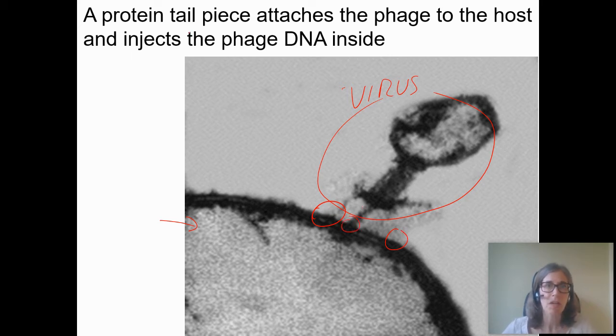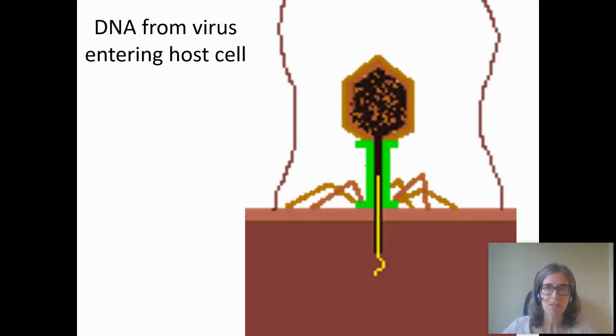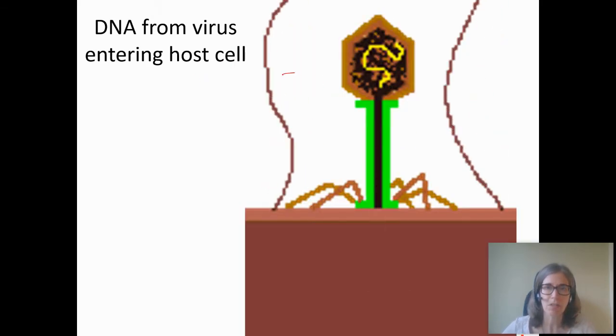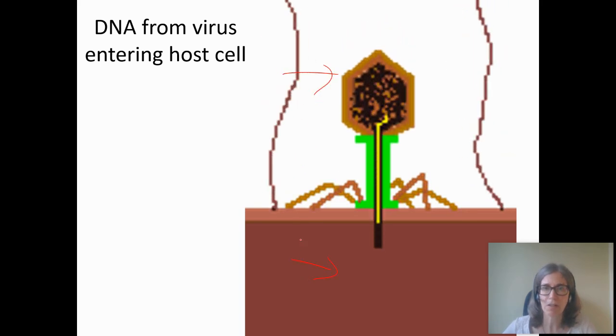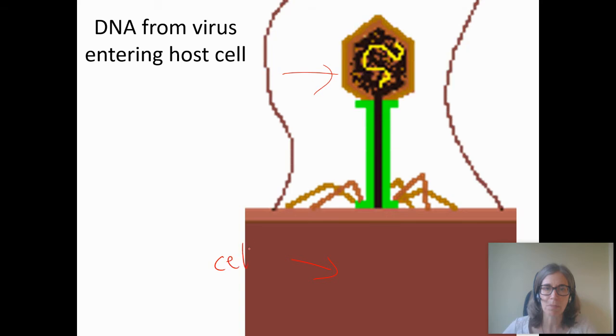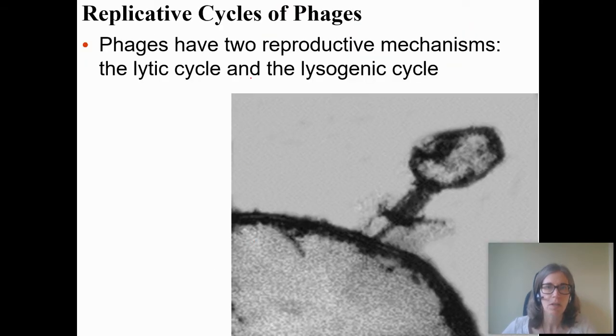because it doesn't have the right surface markers to attach to. So anyway, the protein tailpiece attaches the phage to the host and injects the phage DNA, the virus DNA, inside. So here is the viral DNA being injected inside. Notice that the protein stays on the outside, but the genetic material, the DNA or RNA, gets inside the host cell. That was just a repeat animation, by the way, it just happens once.